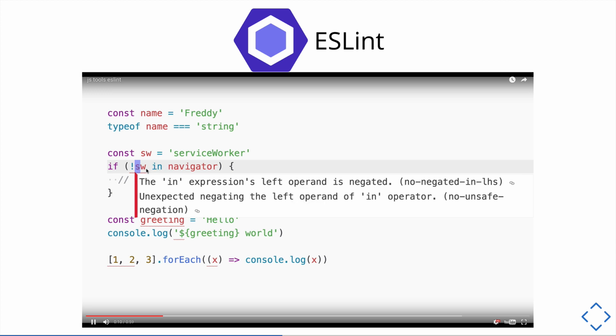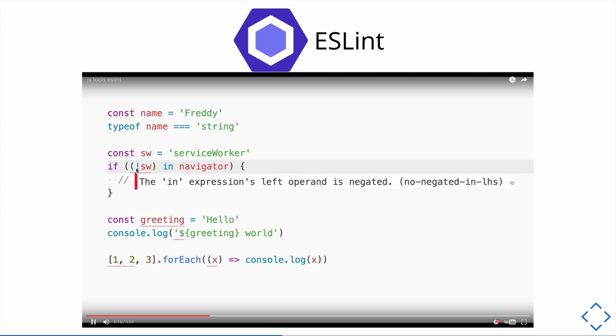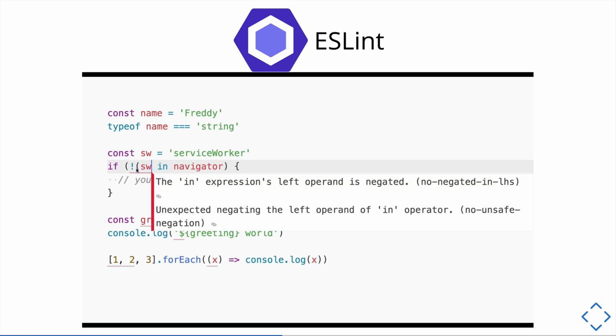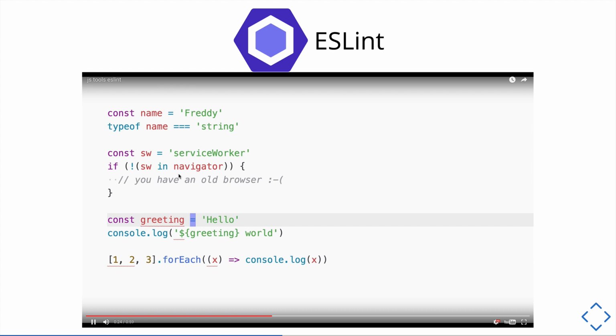What's happening here is the way that JavaScript is going to evaluate this is not in the way you might expect. It's going to evaluate it as "not SW" in Navigator. What we want is not (SW in Navigator). So by putting parentheses around that, we make that more explicit. Because if we did not SW, that's false, and so then we're effectively saying false in Navigator. So ESLint can catch that for us.